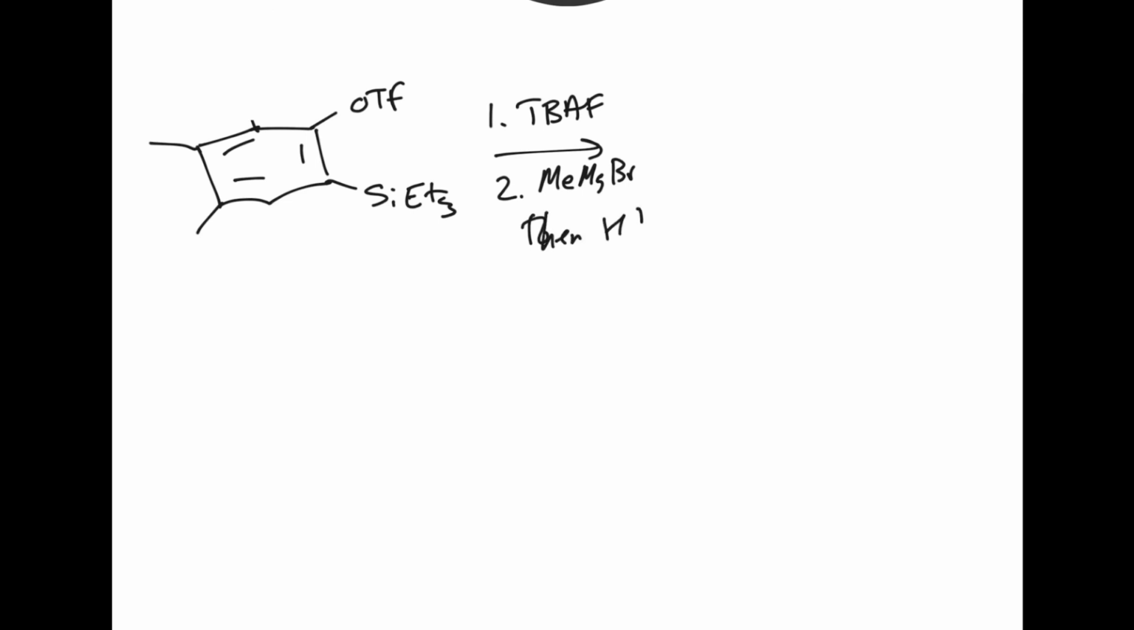So let's say I have something like this. Again, I'm going to put them on the same spot. We'll do triethyl this time. It doesn't really matter. Here, I don't have to worry about making two different benzynes. I know exactly where my benzyne is going to go. It's going to be between the triflate and the silicon. And then I add my methyl magnesium bromide.